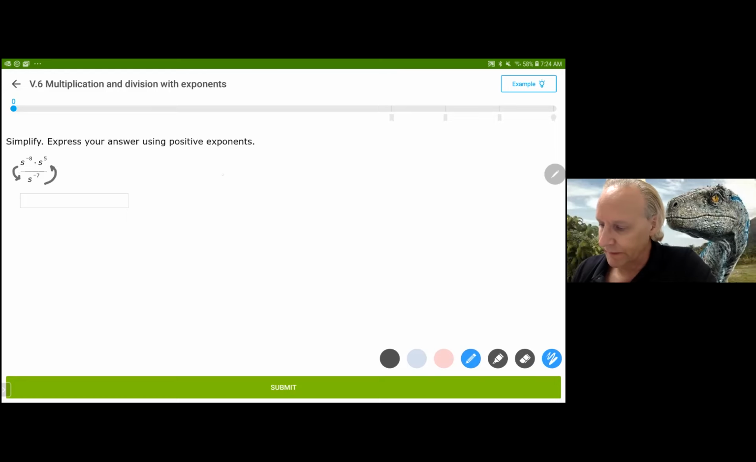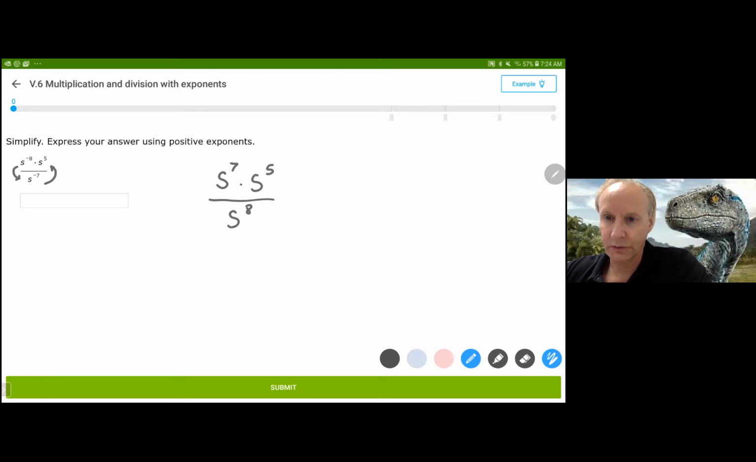So what I end up with is s to the 7th times s to the 5th. I moved this 7 to the numerator from the denominator. It was s to the -7 in the denominator. And I have an s to the 8th that I moved from the numerator down. This is by far and away the easiest way to deal with this.